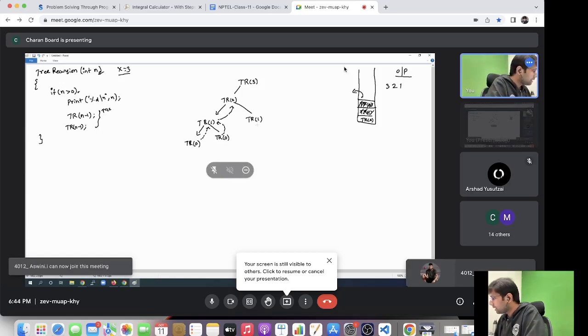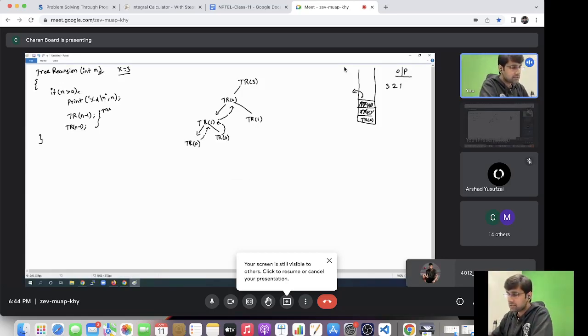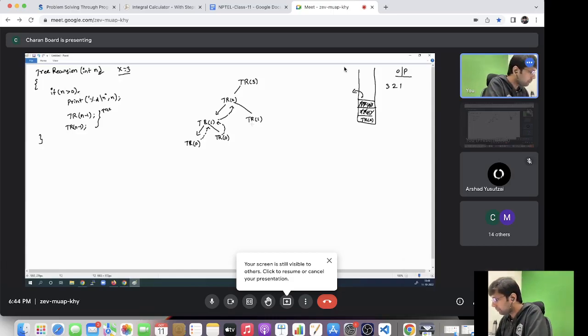At tr of 1, this is greater than 0, right? So tr of 2, tr of 1. Again tr of 1 will come here, and it will print another 1 here. Then it will come to tr of 0.